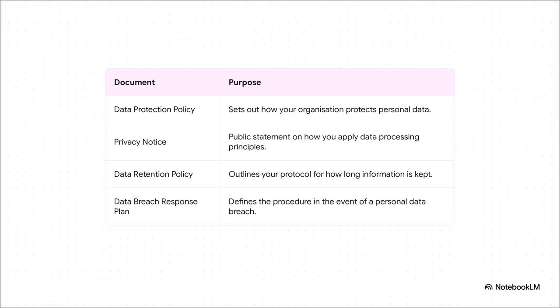So how do you control it? Well, you need the right beast taming toolkit, and that's exactly what these mandatory GDPR documents are. Think of your data protection policy as your overall strategy. The privacy notice, that tells people how you use their data. A retention policy stops you from holding on to data for way too long. And a breach response plan, well, that's your fire extinguisher for when things really go wrong.